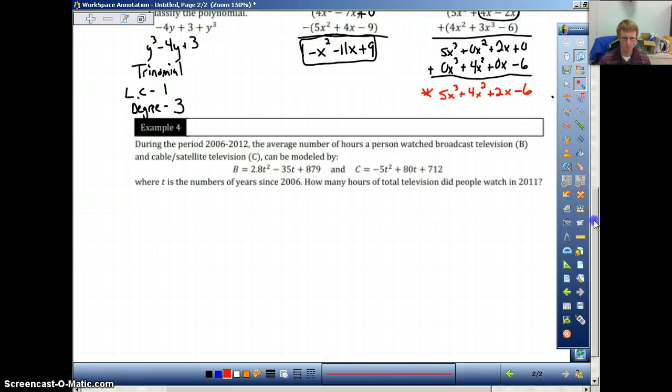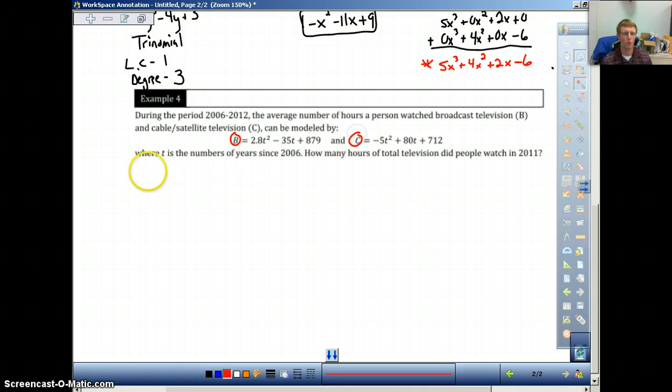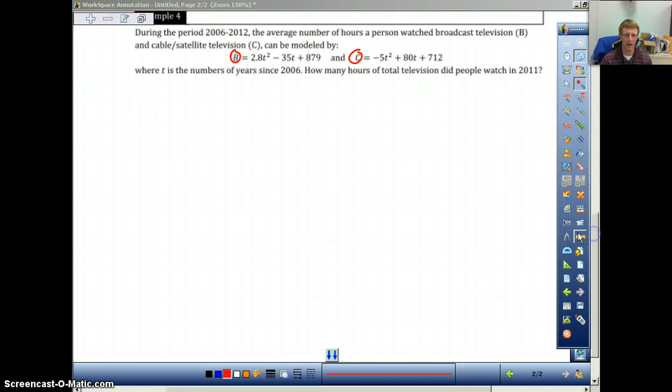Okay, last thing. So, this is just a story problem. It says, during the period of 2006 to 2012, the average number of hours a person watched broadcast television and cable satellite television can be modeled by these 2 equations. So this right here is broadcast television. This is cable and satellite. We want to know the total number of hours people watched in 2011. Well, if we want to know the total, we would do this plus this. So that's all we're going to do, we're going to set this up so it's just an addition problem. So we're going to add the 2 together.